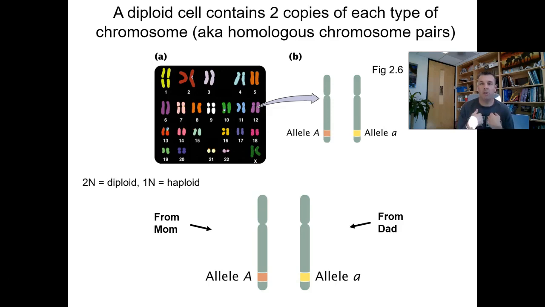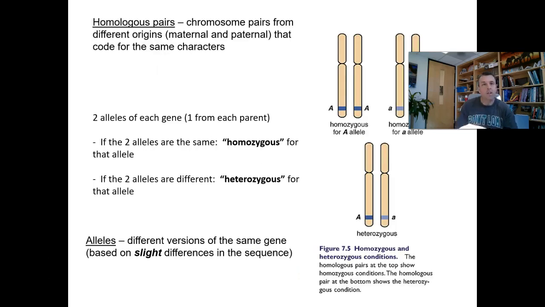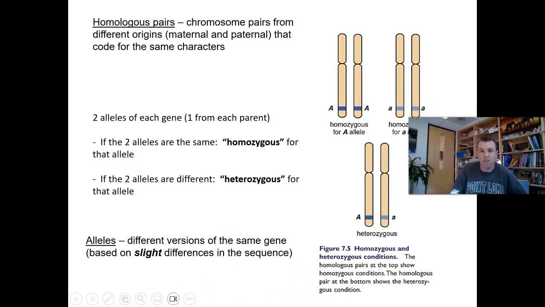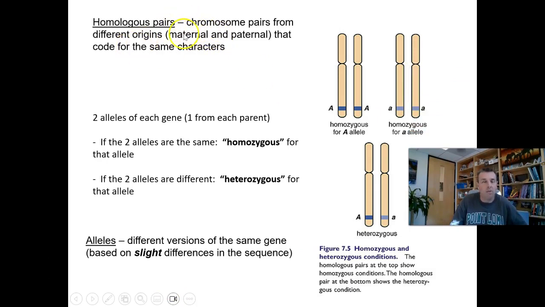So we have 2 copies of each because one came from mom, one came from dad. But in order to make sperm or egg, we have to take those 2 copies and limit it back down to 1 for each chromosome so that our kid gets half of the genome from us. And so this allows us to kind of, again, see homologous pairs. So homologous pairs are the chromosome pairs, right? One from mom, one from dad, that code for the same characters. All right, so when we say we have 23 pairs, we have 23 homologous pairs. Chromosome 1 from mom, chromosome 1 from dad. And then chromosome 2 from mom, chromosome 2 from dad, and so forth.